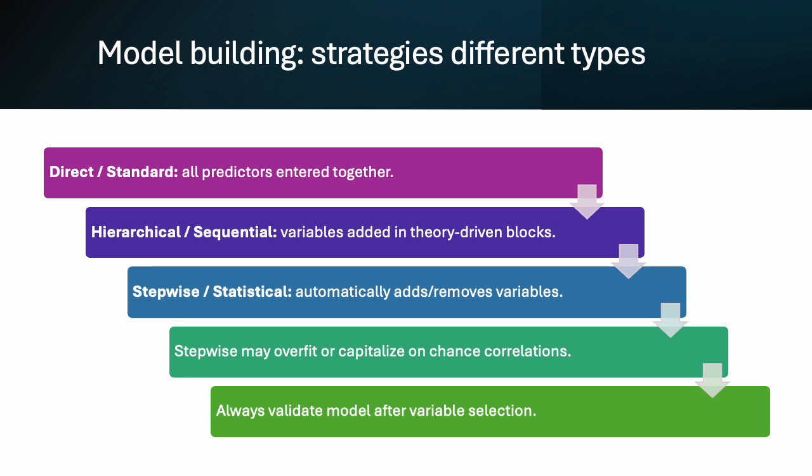The second is hierarchical or sequential entry, where you add variables in blocks or stages based on theory or logic. This helps you see how each set of predictors improves the model and whether new variables meaningfully change the relationships you already found. Then we have our stepwise or statistical method. This one lets the computer automatically add or remove predictors based on statistical significance, like forward selection or backward elimination. However, stepwise may overfit or capitalize on chance correlations, so it's recommended that we always validate the model afterward, ideally on a different data set or with cross-validation, to make sure it generalizes beyond your sample.